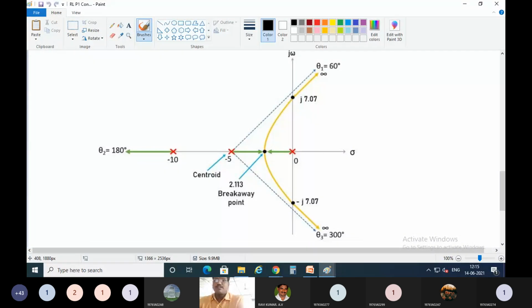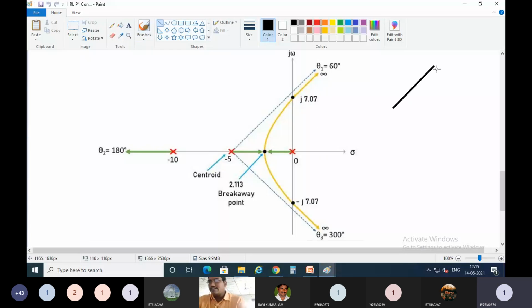So next, immediately look at the centroid. Indicate the centroid. What is the centroid value? Minus 5. So the pole is at minus 5 as well as the centroid is also minus 5. So at minus 5 there is a point of intersection, the intersection of asymptotes, that is the point where the 3 asymptotes intersect. What are the 3 asymptotes?